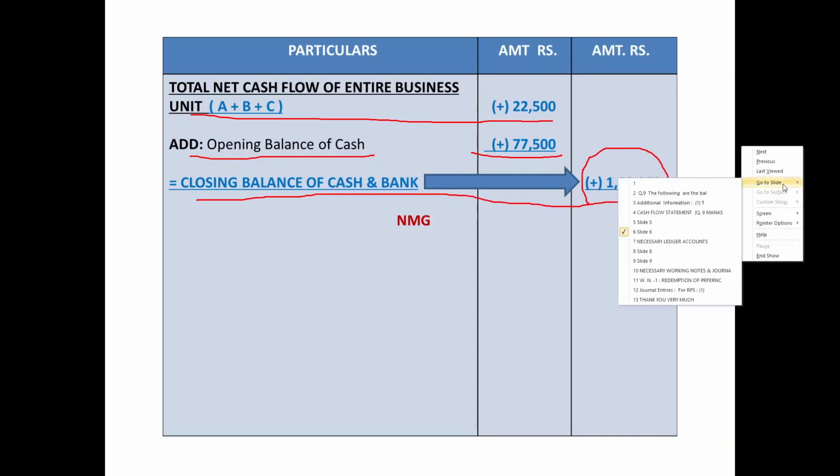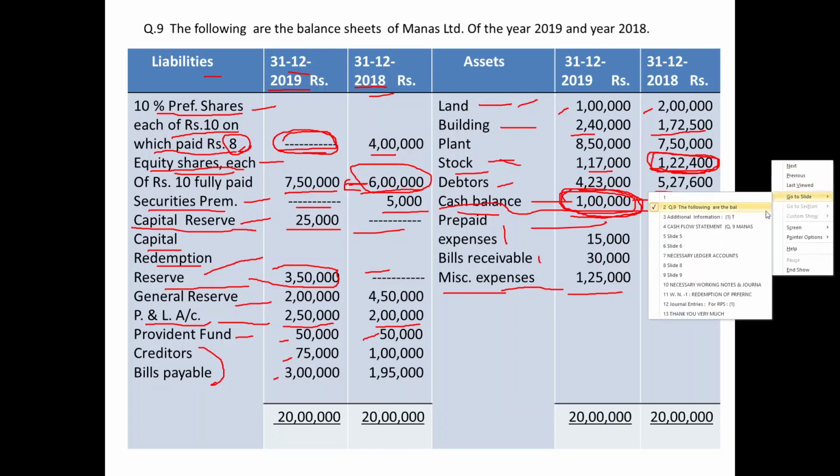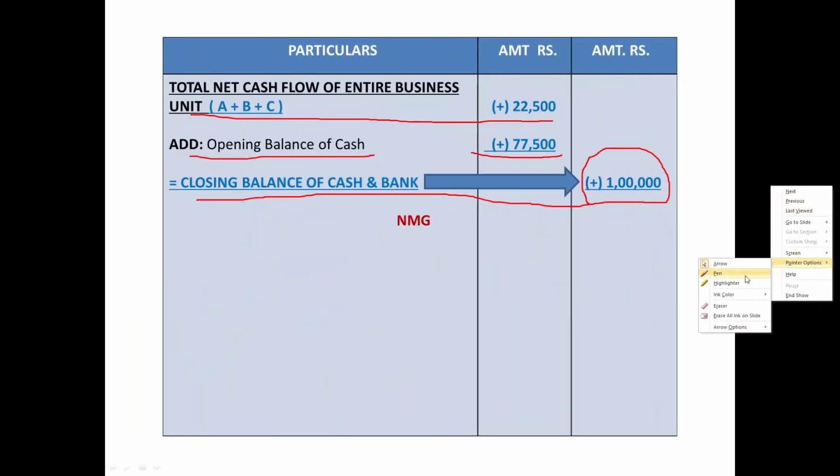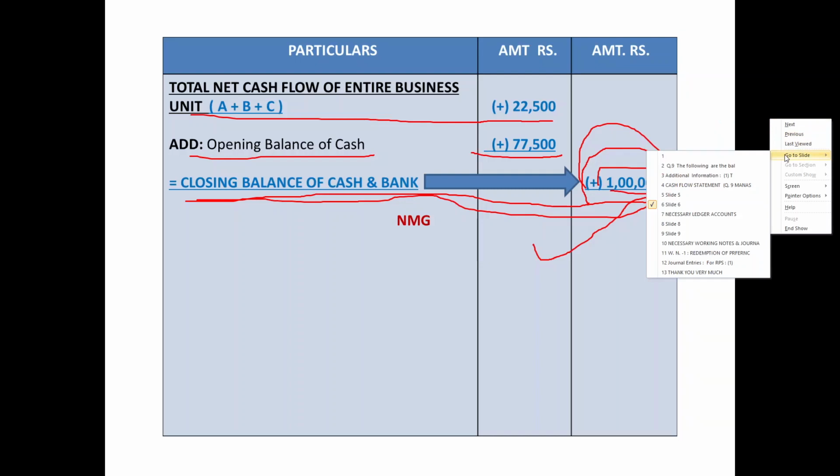Let us verify the balance sheet once again. What is the closing balance shown over there in the balance sheet? Is it 1 lakh or not? Yes. Cash balance current year 2019, it is 1 lakh rupees. So it does get tallied with our answer of rupees 1 lakh, equal to closing balance of cash and bank 1 lakh. Our answer does get tallied with the closing balance of cash and bank given in the balance sheet. So this was a question of March 2020 question paper of Saurashtra University.